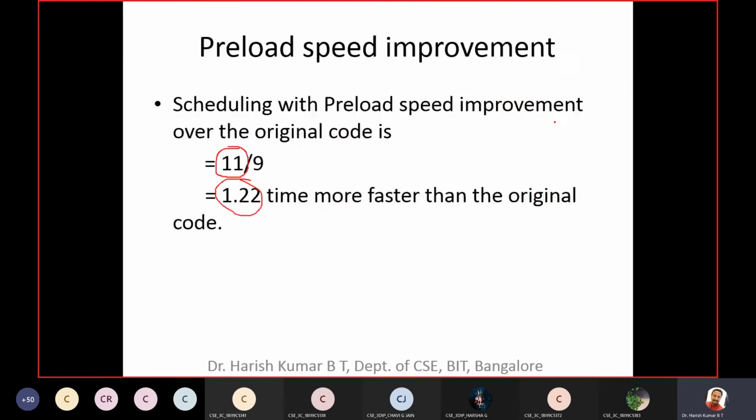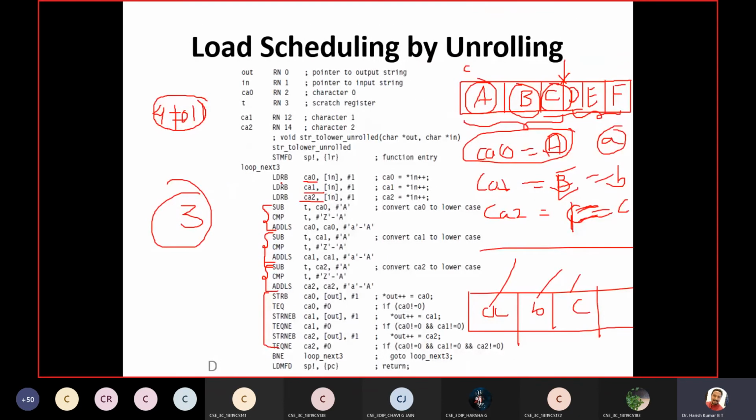Now what is happening? All LDRBs are written first. This subtract operation is dependent on this LDRB, and this subtract operation is dependent on this LDRB, and this subtract operation is dependent on this LDRB. But without any stalls they can be executed. Why? Because even though it is dependent, the subtract from this LDRB is separated by 2 instructions, and again this subtract from this LDRB is separated by so many instructions, and this subtract from this LDRB is separated by so many instructions. Correct? No?